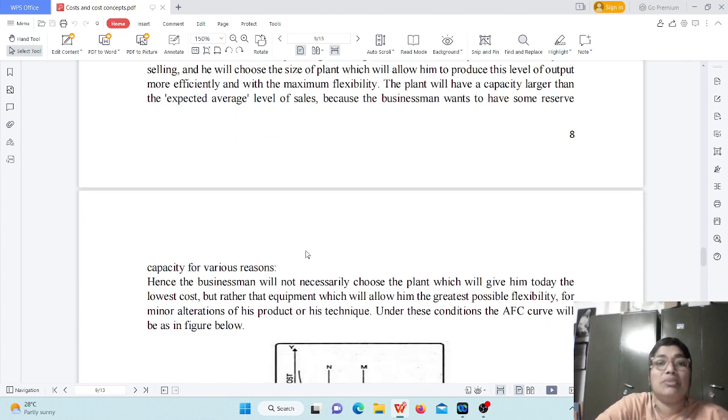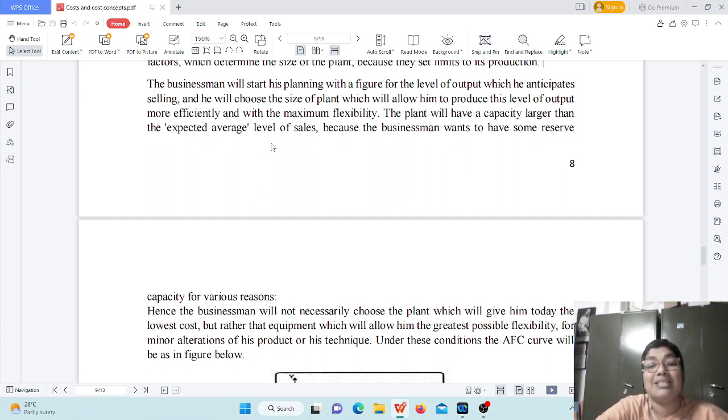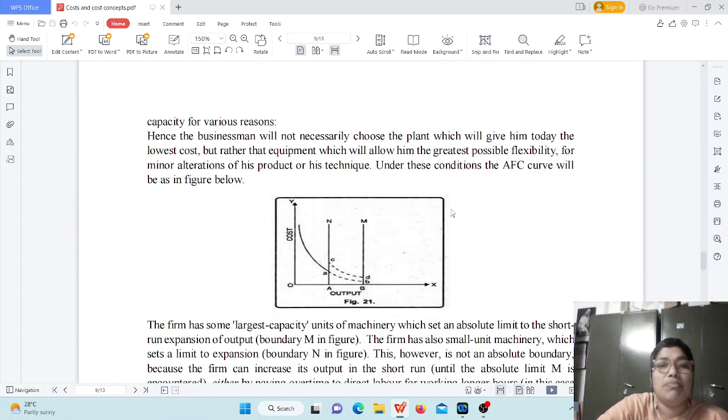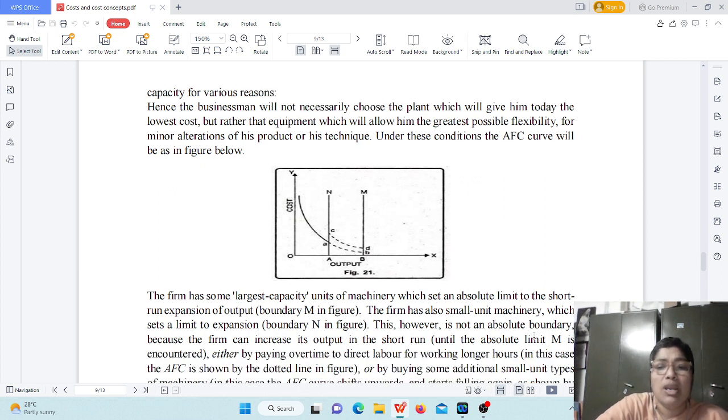This is because the businessman wants to have some reserve capacity. So he can sell more than the expected average level of sales, because in building the plant he has some reserve capacity. Because of that reserve capacity and his planning of output first, the average fixed cost looks like this. It has an upper absolute limit here, and also a lower limit here.